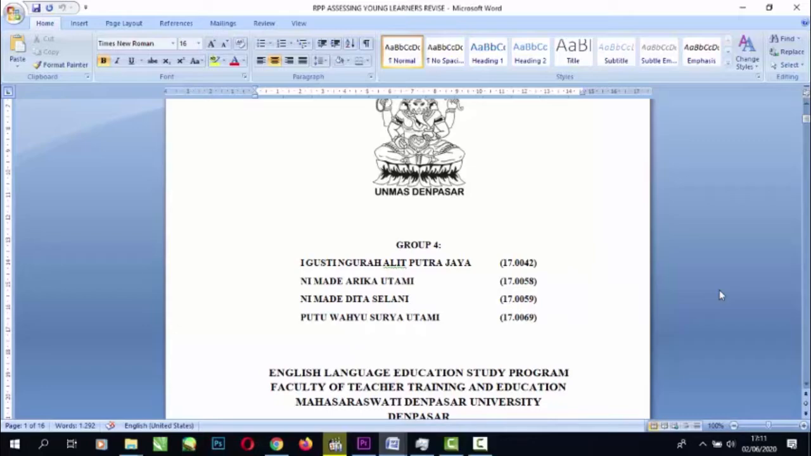The first is Gusti Ngurah Putra Jaya. Second, Made Arika Utami and Made Dita Selani, and the last is Putu Wahyu Surya Utami.